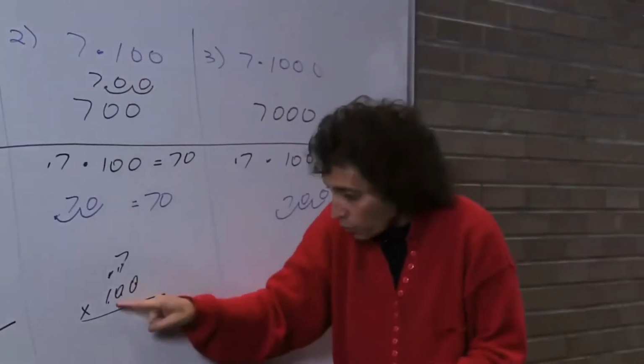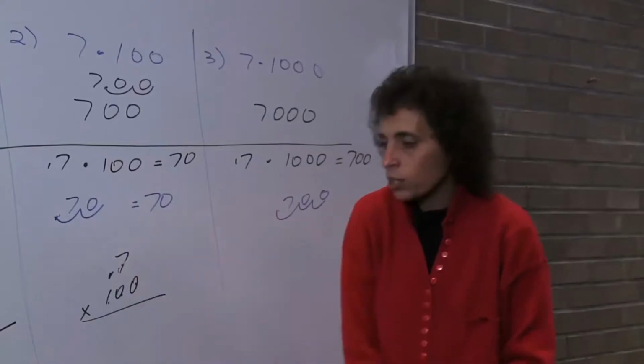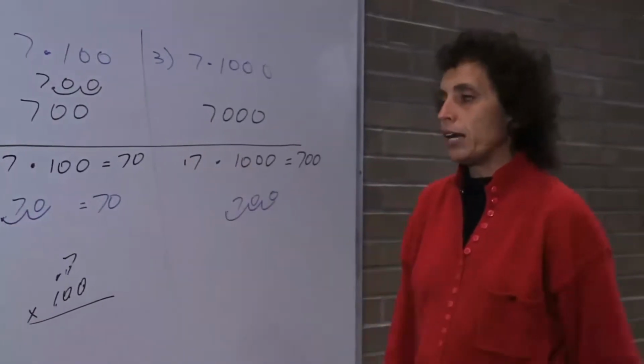You have to. If you're down here, you're going to multiply everything down here by what's upstairs. Okay, you want to do that. So be very careful with that. So that's multiplying by powers of 10.